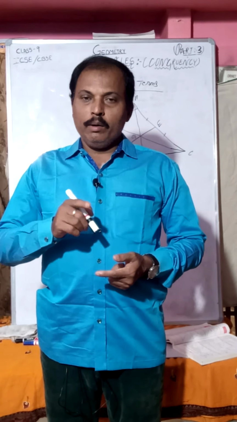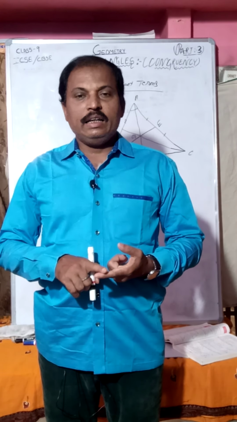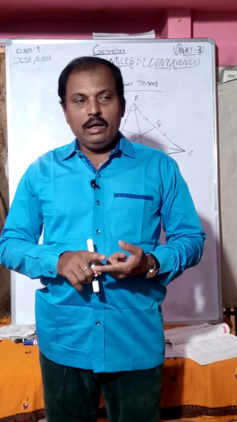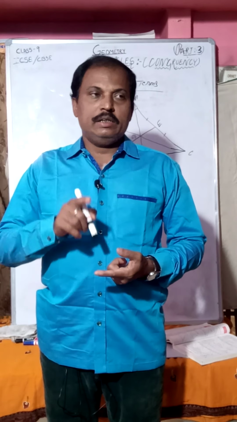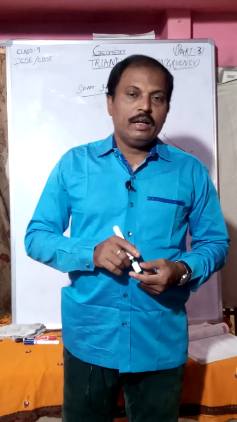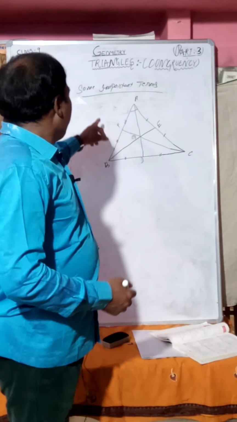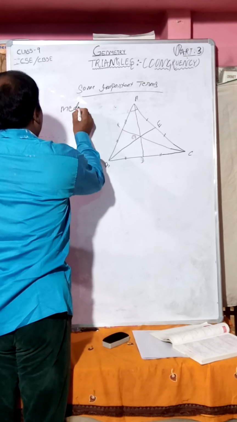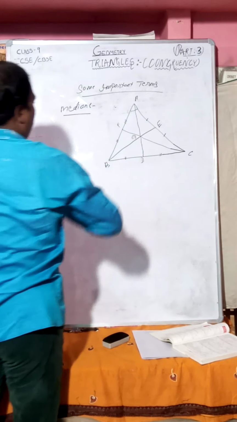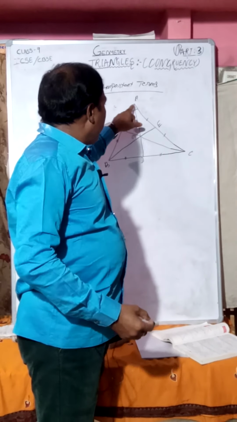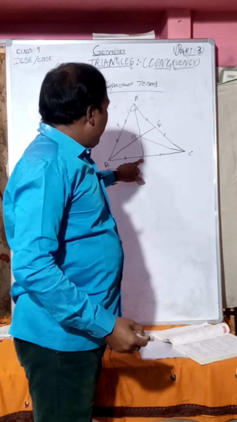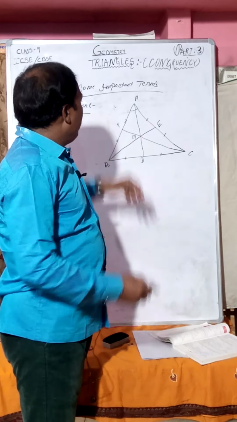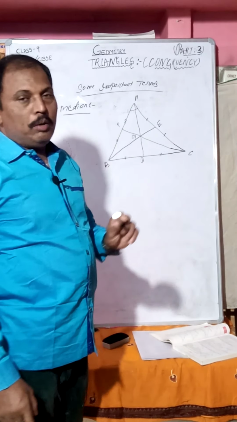We know in our previous classes a triangle has 3 angles, 3 sides, 3 vertices. Today we will start from the median which we started yesterday. So this is the median. We are clear that AD is a median, a line joining from vertex A to the midpoint of the opposite side.